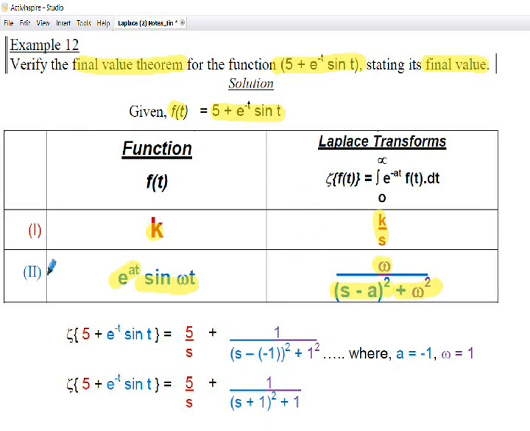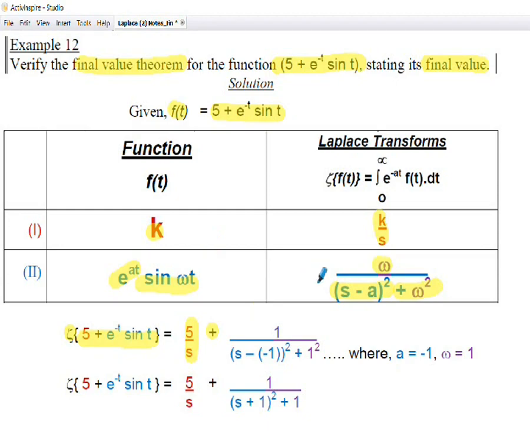So if we look at the Laplace transform of the function given here, the 5, which is a constant k in the above table, simply becomes 5 upon s. And we're adding to that in this case the e to the minus t sine t. Now notice in this case the a is going to be minus 1 because we've got e to the minus 1t there, and the omega in the sine value would be 1. It's sine of 1t. We don't write the ones, but they're there.